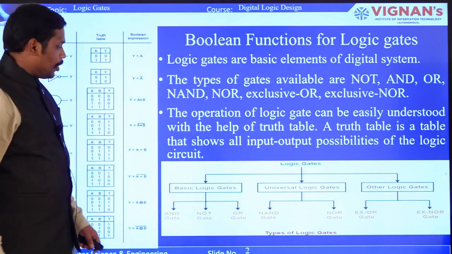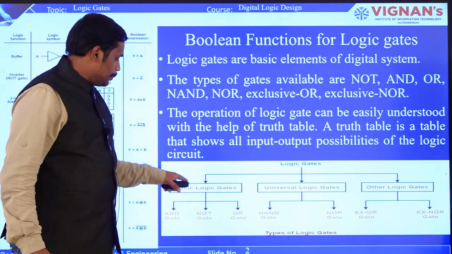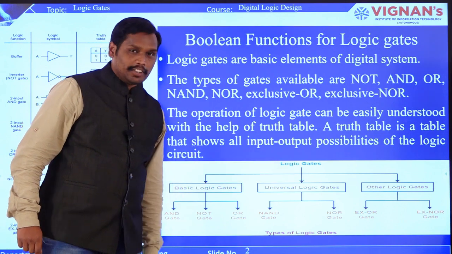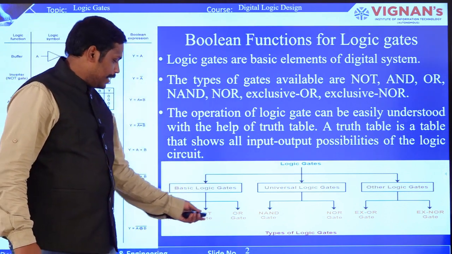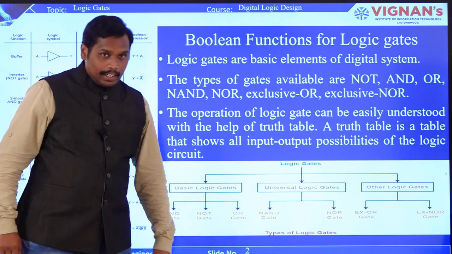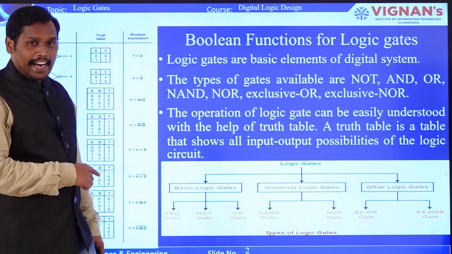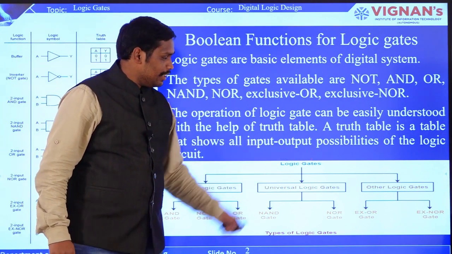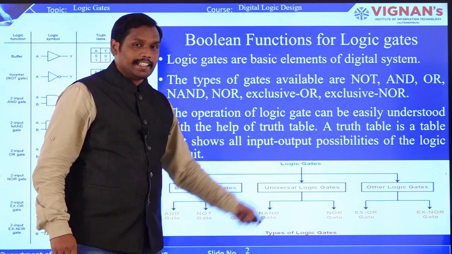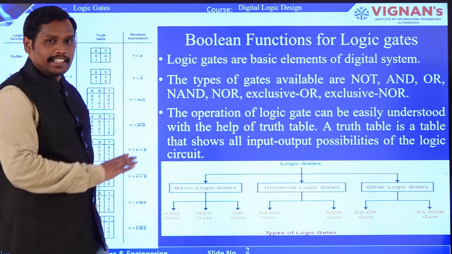So here you can see the logic gates are divided into 3 categories. It is basic logic gate and universal logic gate and other logic gate. So under basic logic gate, we see only 3 gates, that is AND gate, NOT gate, and OR gate. And from universal logic gates, we see NAND and NOR gate, which are universal. We'll see why it is called universal gates, and then other logic gates are XOR and XNOR gate. So these are the possible gates that are there in the DLD.